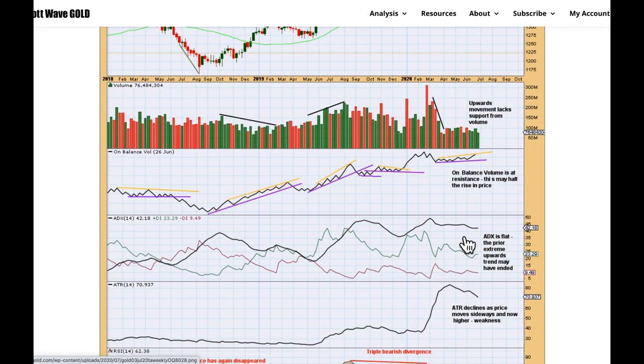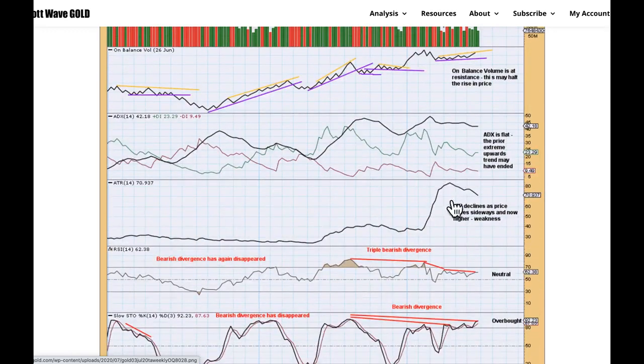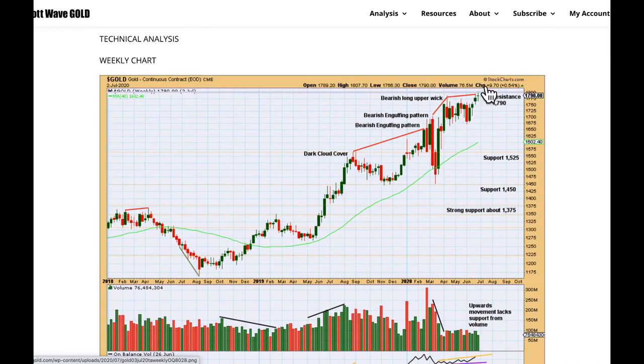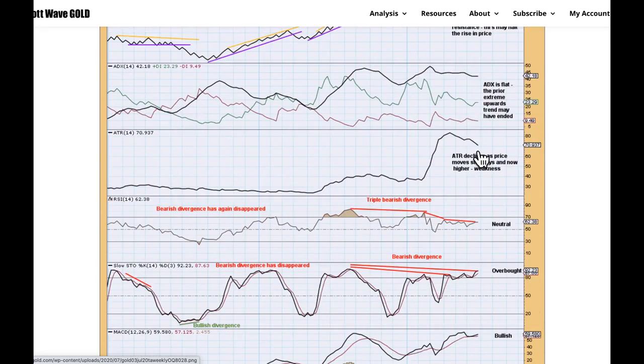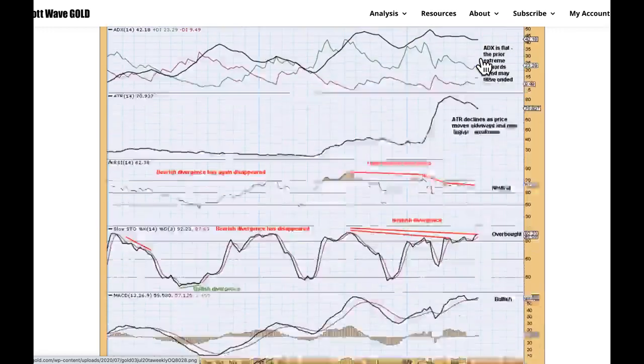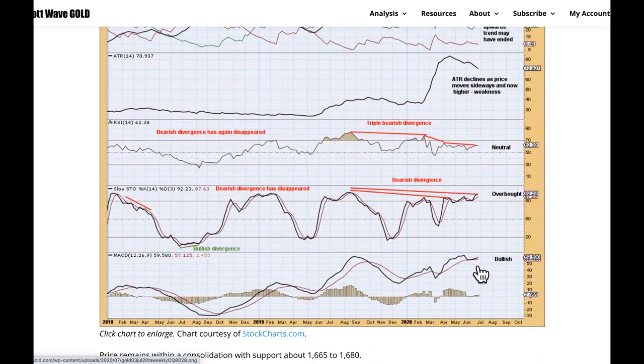ADX is flat. The previous extreme upward trend may have ended. ATR is declining as price is moving sideways and now higher. ATR is still declining. There is weakness in that upward movement. There is triple bearish divergence at the weekly chart level between price and RSI. There is weakness in this upward movement. This market is at a very high risk of a big trend change and a possible multi-week pullback, if not a full trend change. And MACD is bullish.